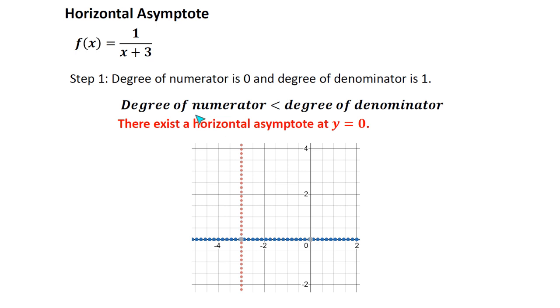So let's find the horizontal asymptote for this problem. So the degree of the numerator is going to be 0 and the degree of the denominator is 1. Okay, so that means that the degree of the numerator is less than the degree of the denominator. Therefore, there exists a horizontal asymptote at y equals 0, which I represented here with this horizontal dotted line, which happens to be the x-axis.